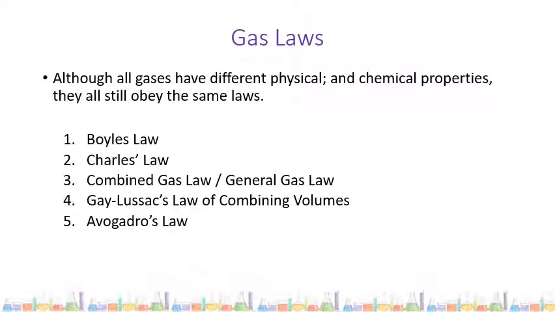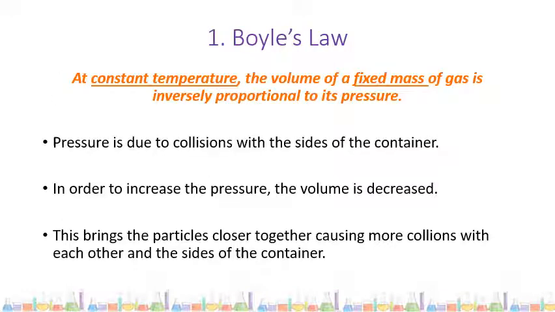So, looking at these gases, they all have different physical and chemical properties, but there are 5 laws which they all obey. So we're going to go through those now. First of all, Boyle's law. This states that at a constant temperature, the volume of a fixed mass of gas is inversely proportional to its pressure. So fixed mass here, that's just to make it a fair test to keep it consistent.